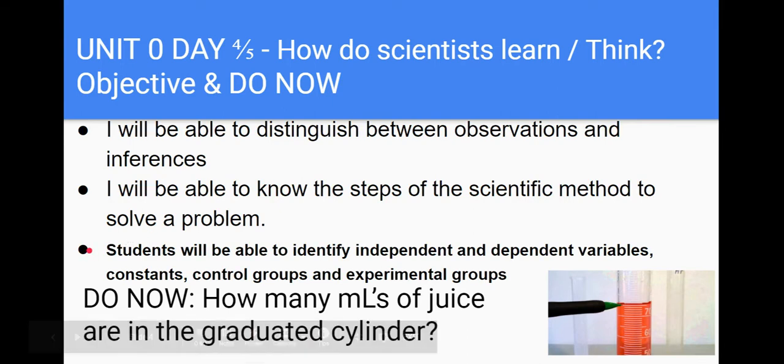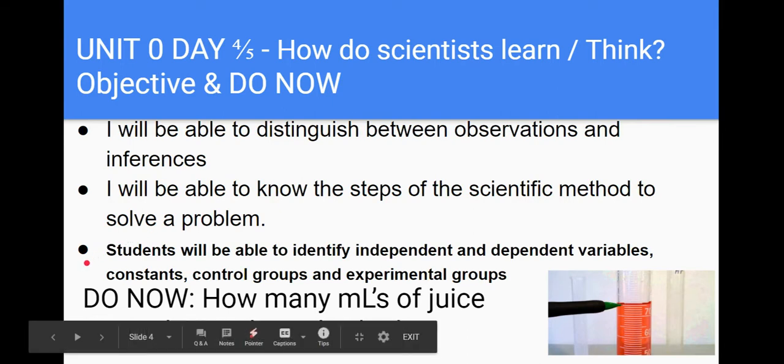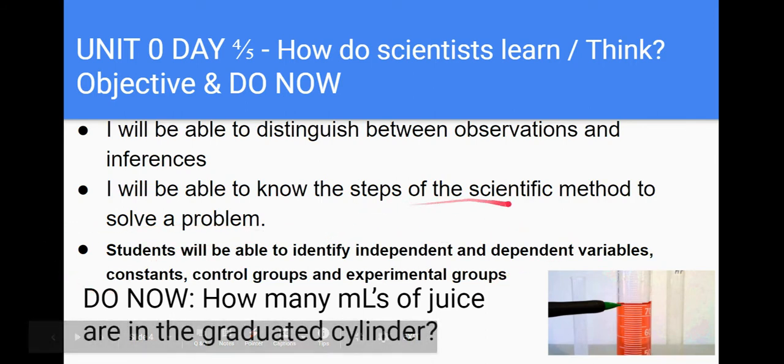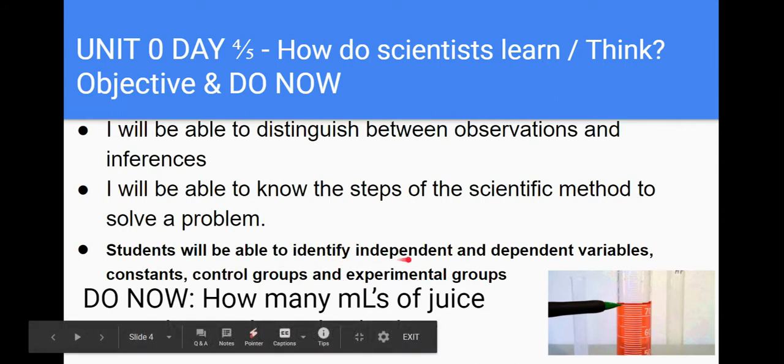The third one is that you will be able to identify independent and dependent variables, constants, control groups, and experimental groups. This last one is a part of the scientific method. So basically, this is a vocabulary goal. So I would like you to know, what is an independent variable, what is a dependent variable, what's a constant, a control group, and an experimental group.